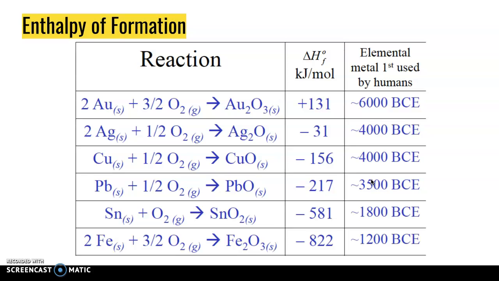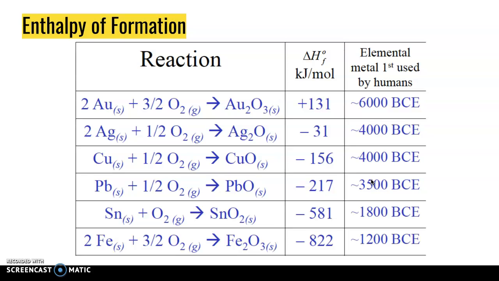This table shows the enthalpy of formation values for several metal oxides and the approximate dates that humans first started using the elemental forms of those metals. Gold was the first to be used. It exists in nature in its elemental form. It is the only metal in this list that requires an input of energy to convert it to its oxide, because it's an endothermic reaction.